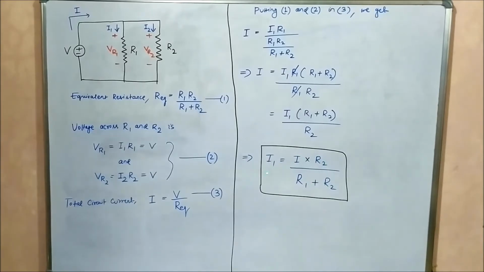So here we have derived the expression for I1, and similarly we will get the value of I2 just by substituting V is equal to I2 R2. So you can substitute in this way, and if you get this expression for I2 as I into R1 by R1 plus R2, then you are correct. Okay, so here we have derived the expression for the current division rule.